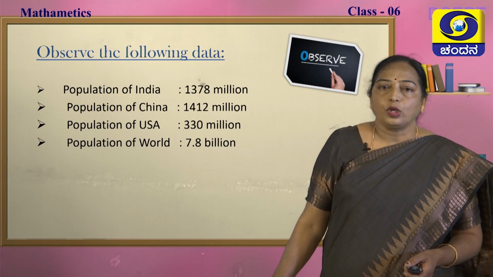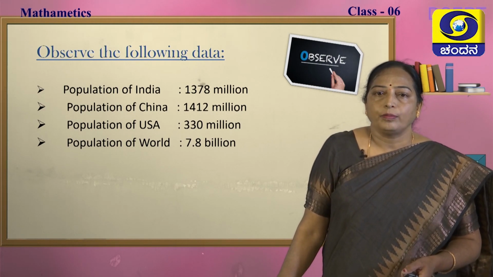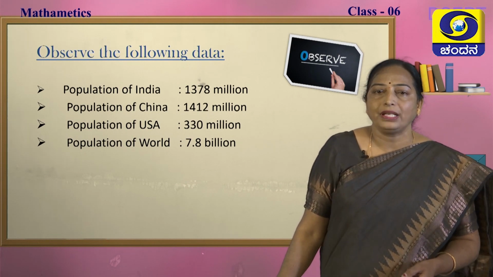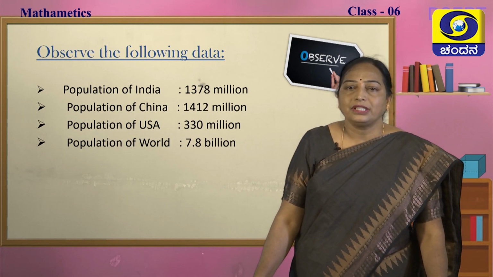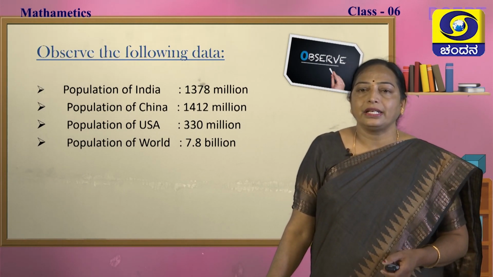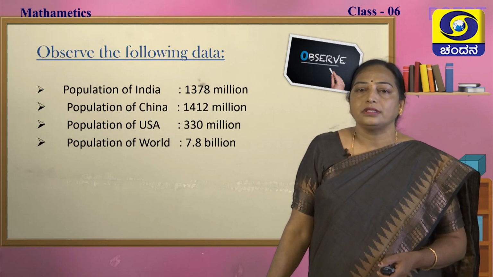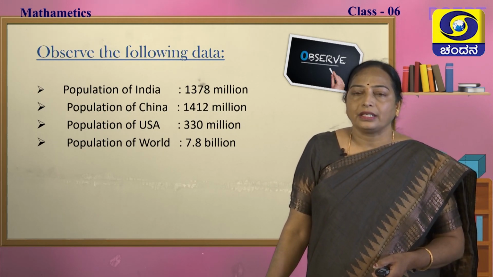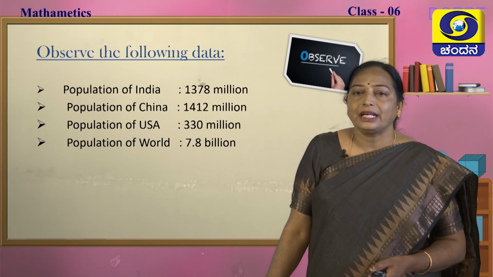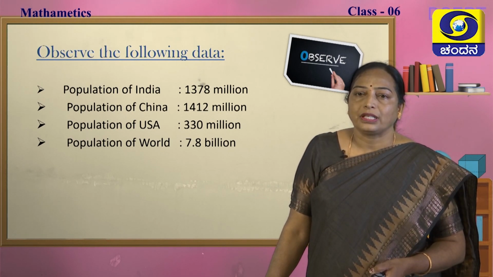Students, observe this data. Population of India 1378 million. Population of China 1412 million. Population of USA 330 million. Population of world 7.8 billion. Children, you observe that here billion and million numbers are used. So, these million and billion numbers are used in the International System of Numerals.